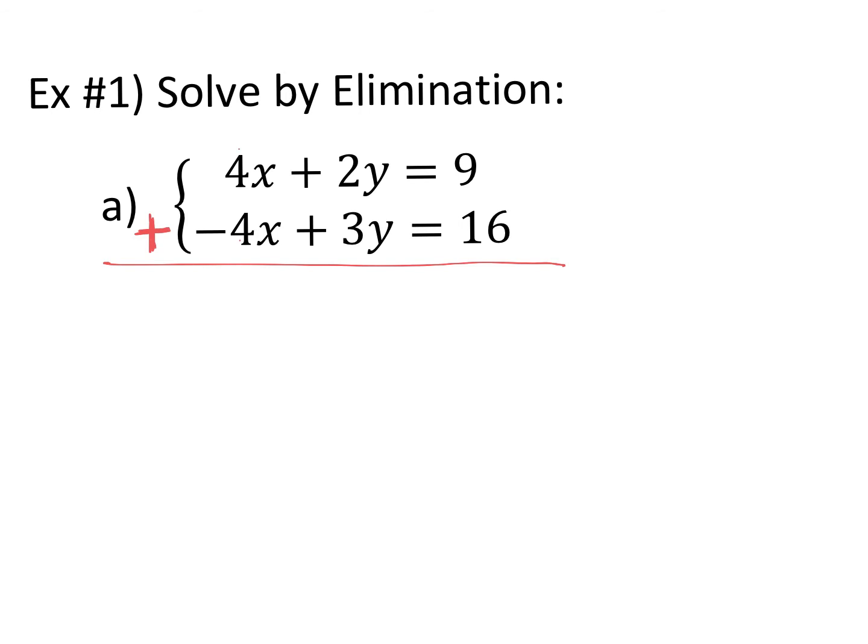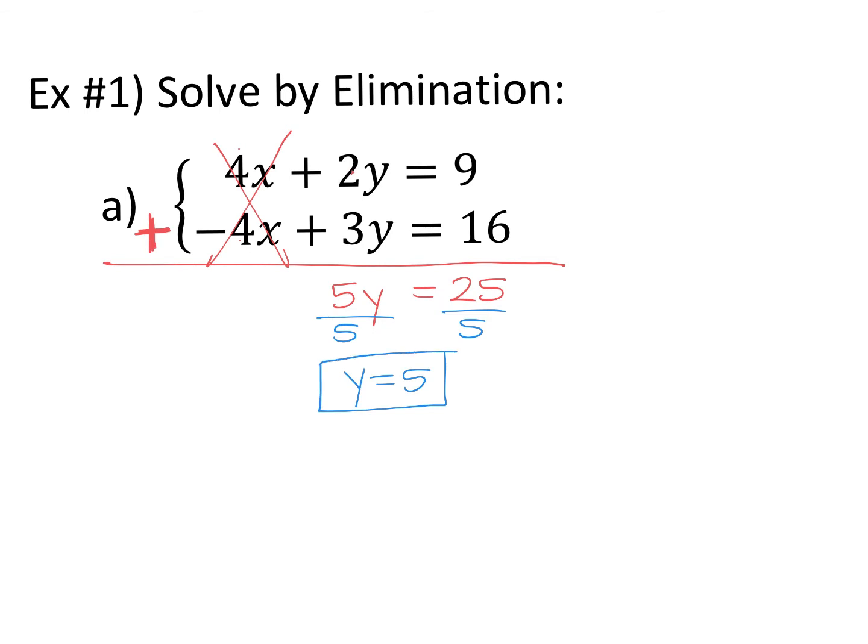4x plus a negative 4x is 0. It goes away. 2y plus 3y is 5y. And 9 plus 16 is 25. So when I add those 2 equations together, I end up with 5y equals 25, and now I can solve for y. So to do that, divide by 5, I get y equals 5. Okay, so I know my y value.